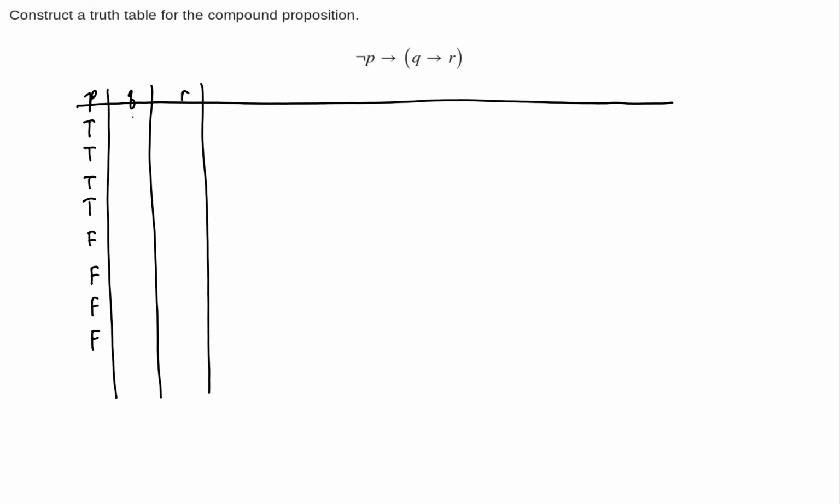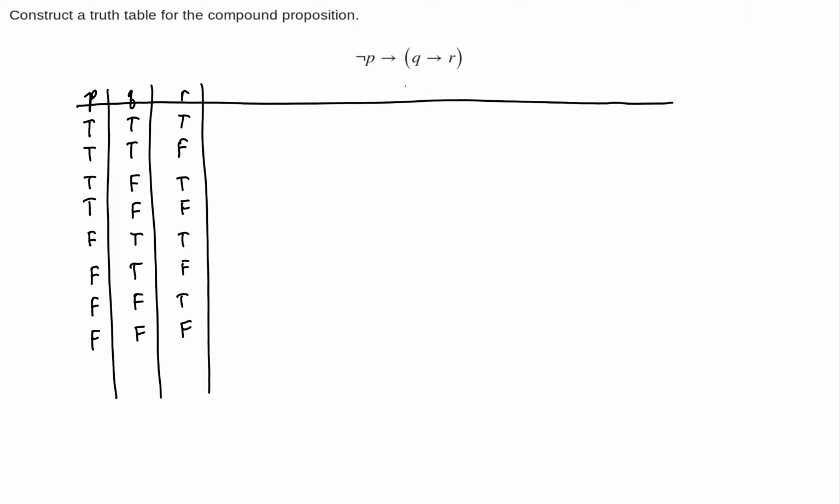Then for the Q proposition, we go by blocks of 2. So true, true, false, false, true, true, false, false. And then finally for the R proposition, we go just one after the other. So true, false, true, false, true, false, true, false. And this now takes care of all the different possibilities of the truth values of P, Q, and R as like an ordered triple. Okay?